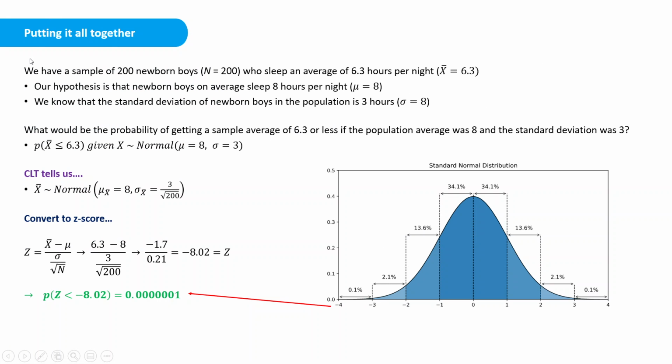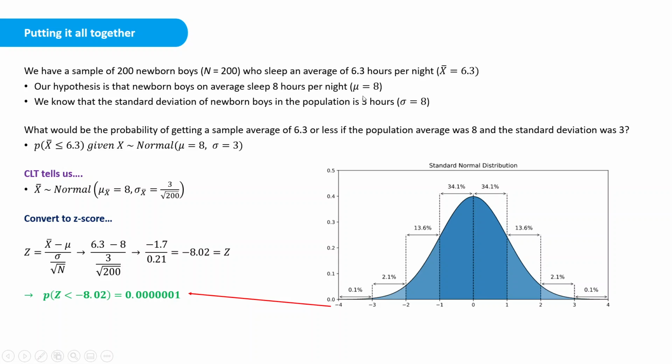So let's put it all together. We have a sample of 200 newborn boys, n equals 200, who sleep an average of 6.3 hours per night. So the sample average x bar equals 6.3. Our hypothesis is that newborn American boys on average sleep 8 hours per night, or mu equals 8. Again, mu is unknown, but our hypothesis is that it's 8. We know that the standard deviation of newborn boys in the population is 3 hours, and that should say sigma equals 3. Again, my apologies about the typos.